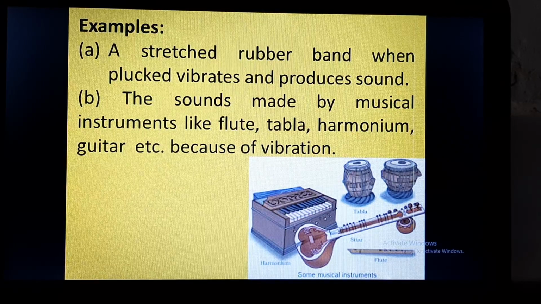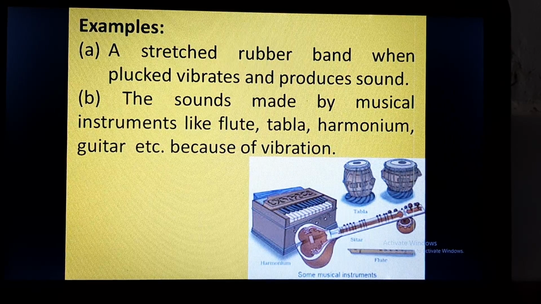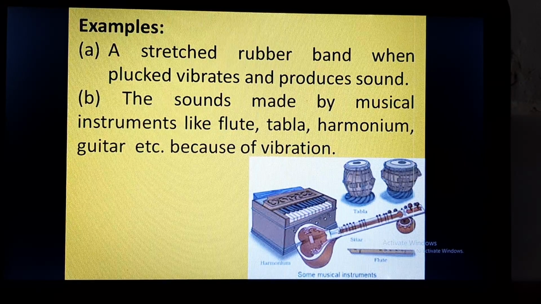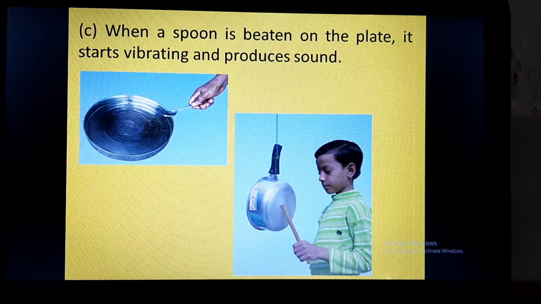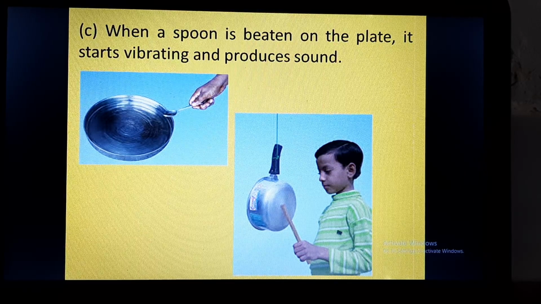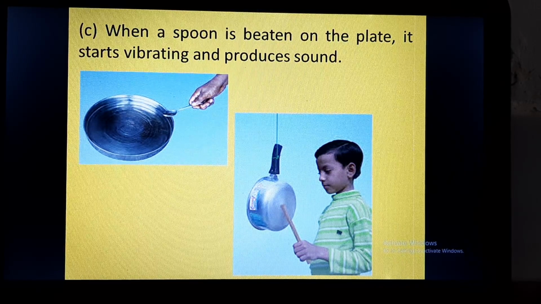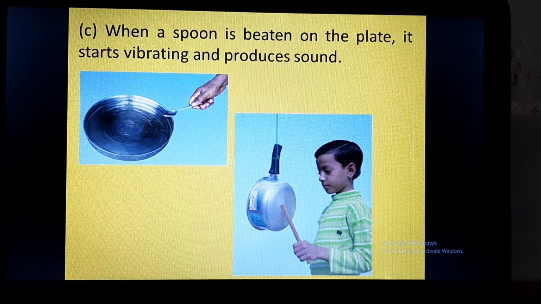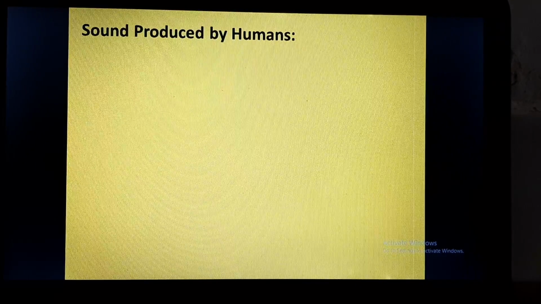Similarly, these instruments which I mentioned earlier, harmonium, sitar, tabla, flute, all the musical instruments, they produce sound because of the vibration. Similarly, if you don't have an instrument, you take a spoon, you hit the plate with it, and then it will vibrate and it will produce sound.